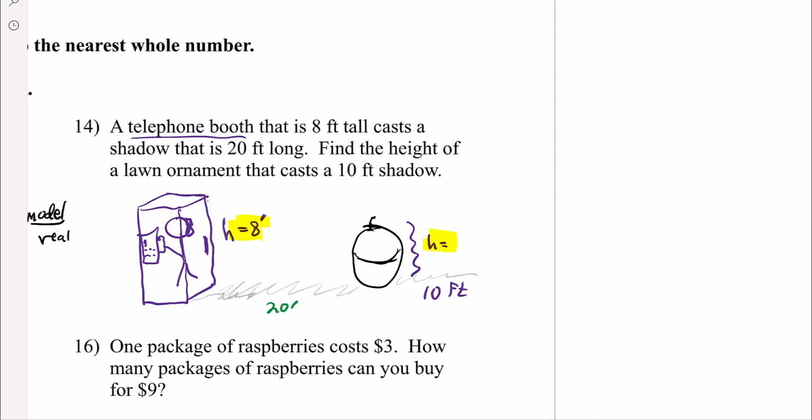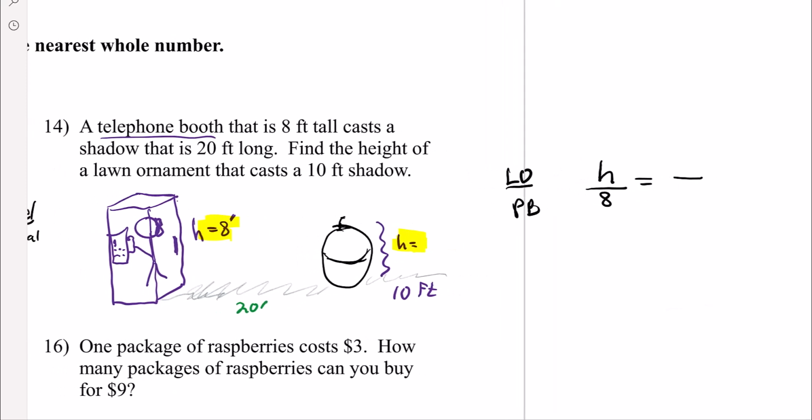We can compare the heights. So we could say the height of the lawn ornament, let's see, here's the ratio. Since we don't know the height of the lawn ornament, this is the lawn ornament, this is the phone booth. Heights. Now we're going to compare it to the lengths of the shadow. So this is the lawn ornament shadow, and this is the phone booth shadow.